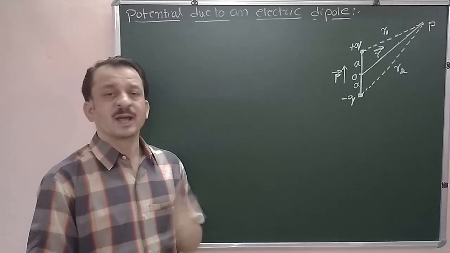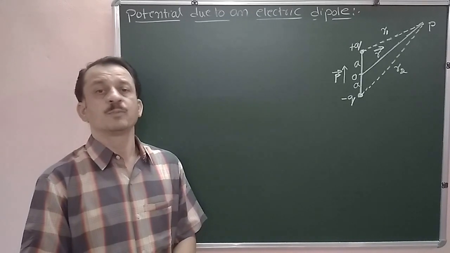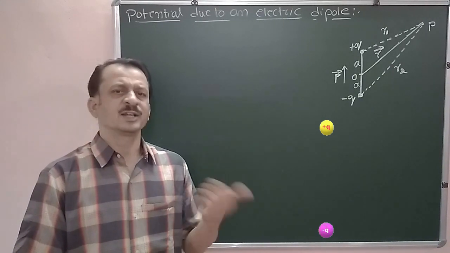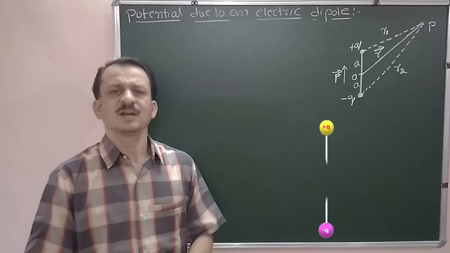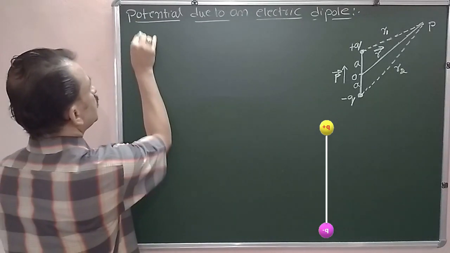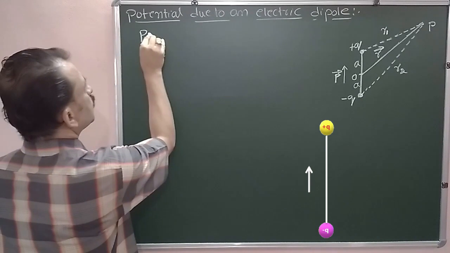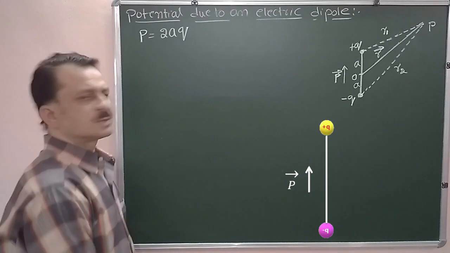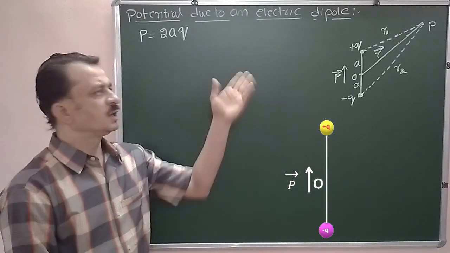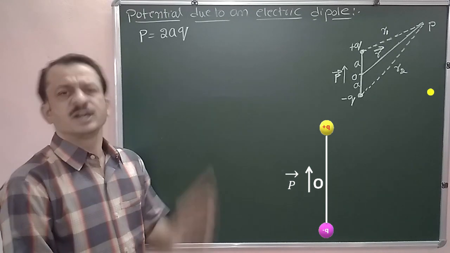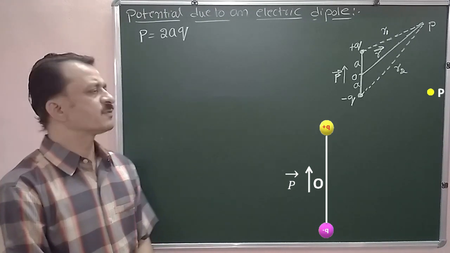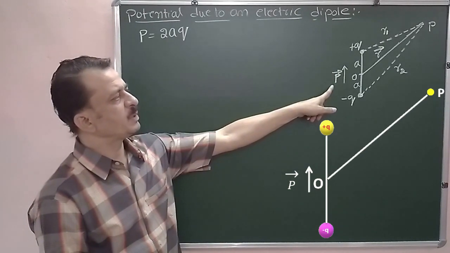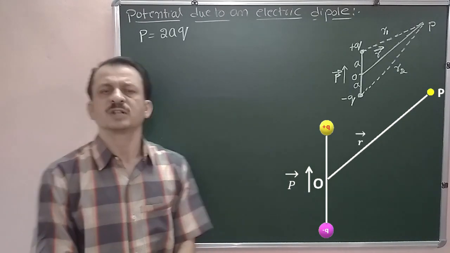Then what is the characteristic of the dipole? A dipole is characterized by a quantity called dipole moment. This dipole moment is the product of either of the charges and the distance of separation. Therefore, for a dipole, its dipole moment is given by 2aQ. 2a is the distance between the two charges and Q is either of the charges. It is a vector quantity, and its direction is always from the negative charge towards the positive charge. Look here, the dipole moment P is from the negative charge towards the positive charge.